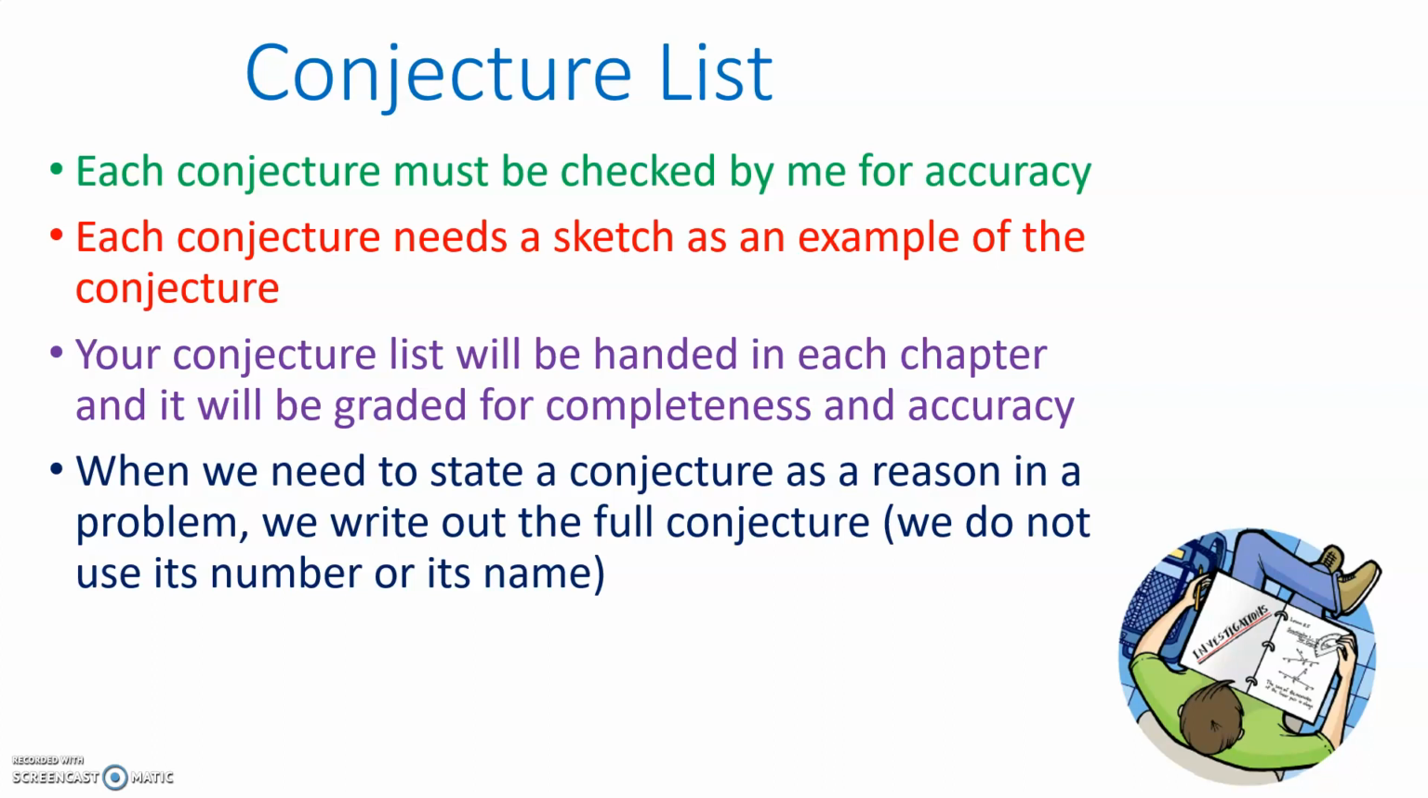When parents say to me, how can my kid do better in your class? I always say, study the conjecture list more. Become very familiar with the conjecture list, because these are all of the important things that you need to know about geometry. Okay, today we're going to talk about two kinds of angles.